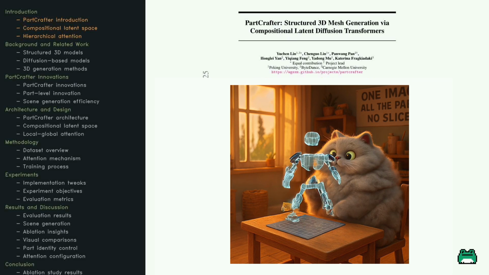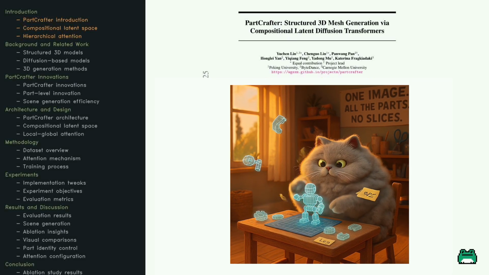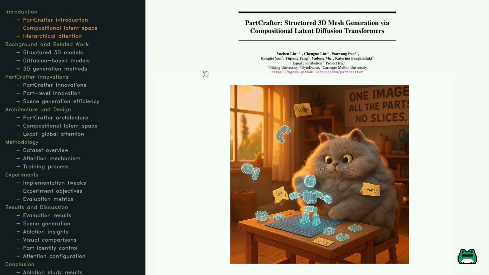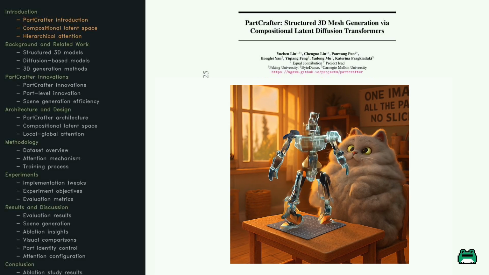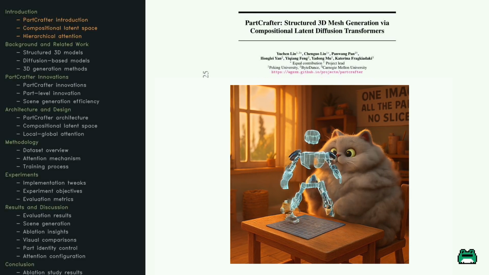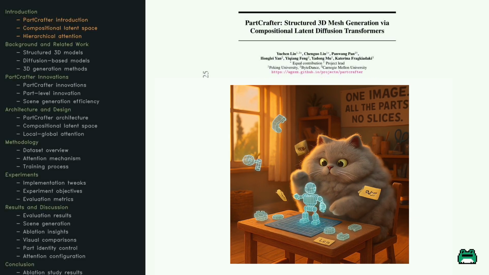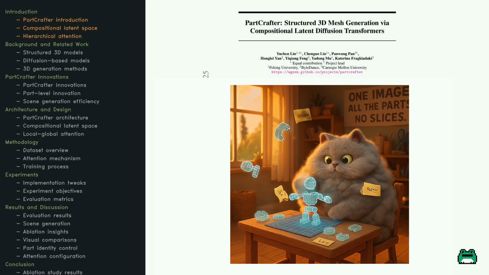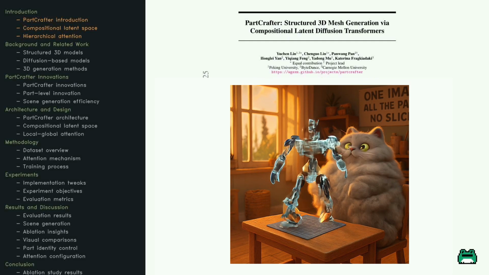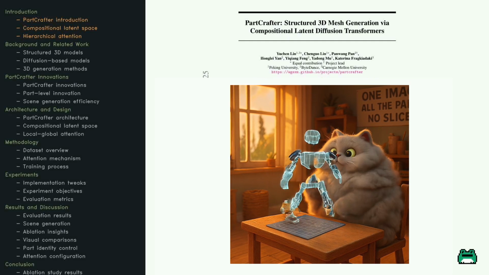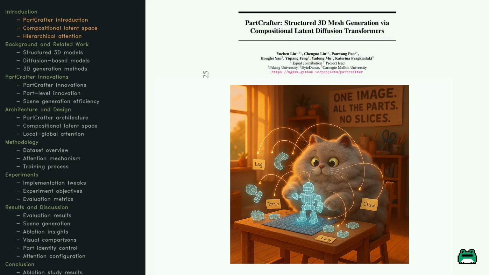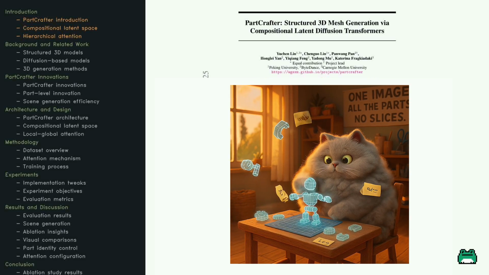Most 3D models work top-down. They make the whole shape first, then try to slice it into parts. This one flips the script. It starts with parts guided by a clever compositional latent space and a local-global attention system that helps it see the details and the big picture at the same time. No need for pre-labeled parts or segmentation tools. Just one image in, a structured 3D model out. It's like building IKEA furniture minus the manual.